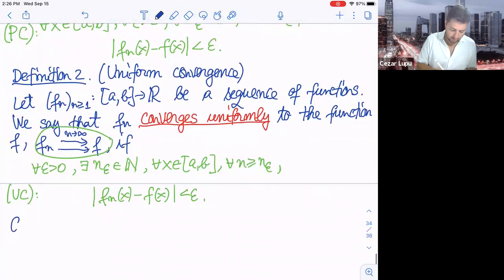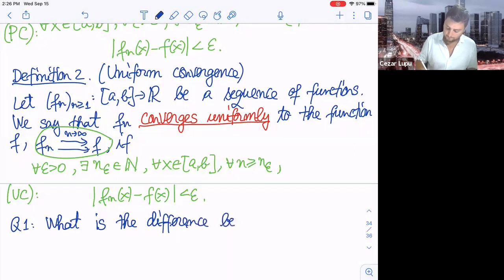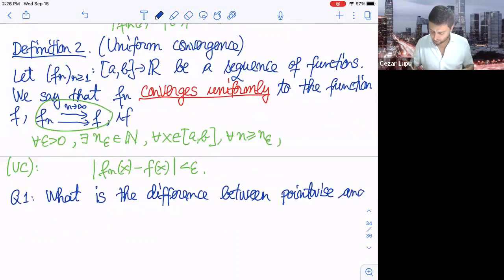So the question is, let's say question one: what is the difference between pointwise and uniform convergence?